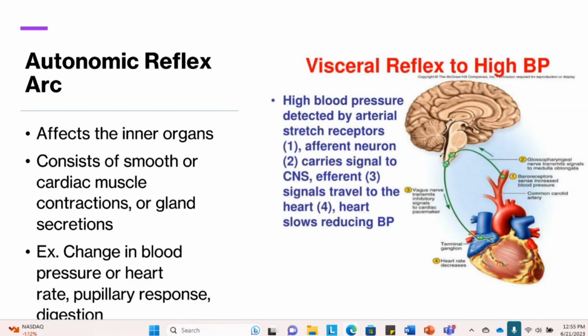And in this image on the right, you can see an example of a visceral reflex response to high blood pressure in the body. So when high blood pressure is detected by the baroreceptors, there's going to be impulses sent throughout the body with afferent neurons and efferent signals. And the efferent signals are going to be sent to the effector organ, which in this case is going to be the heart. And an inhibitory signal is going to be sent to the heart's pacemaker, which is the AV node, and it's going to lead to a decrease in heart rate and an overall decrease in blood pressure.